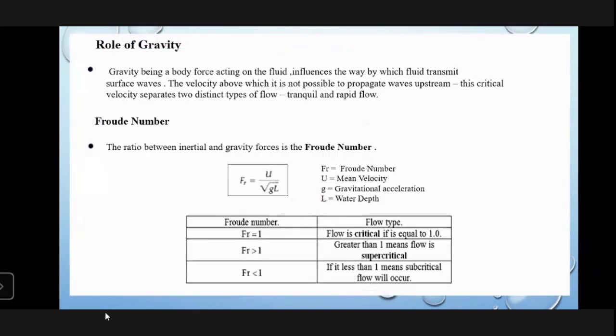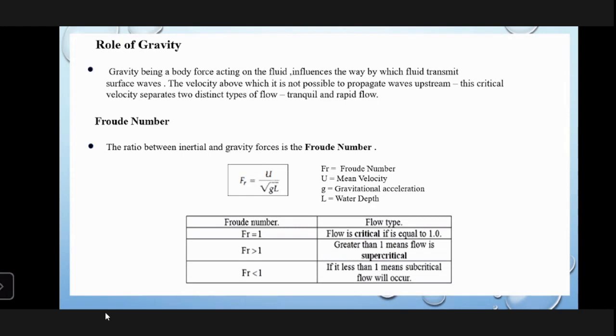Now we will see how the inertial forces and gravity forces are related. The ratio between the inertial force and gravity force is the Froude number. It is a dimensionless number and its mathematical formula is given as Fr equals U by root gL, where Fr is Froude number, U is mean velocity, g is gravitational acceleration, and L is water depth.